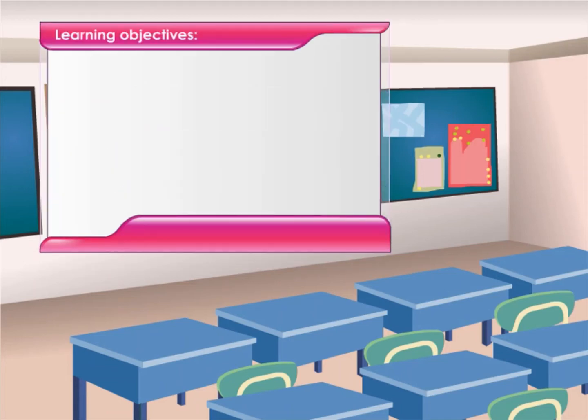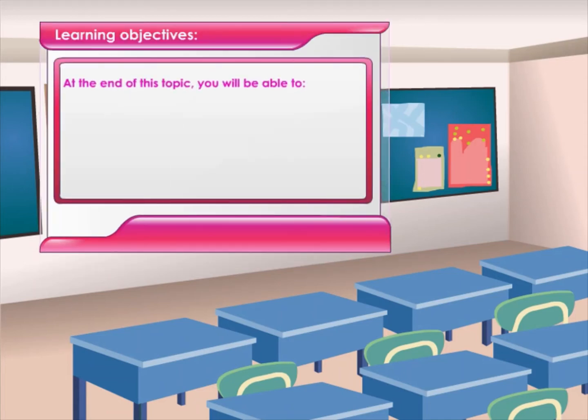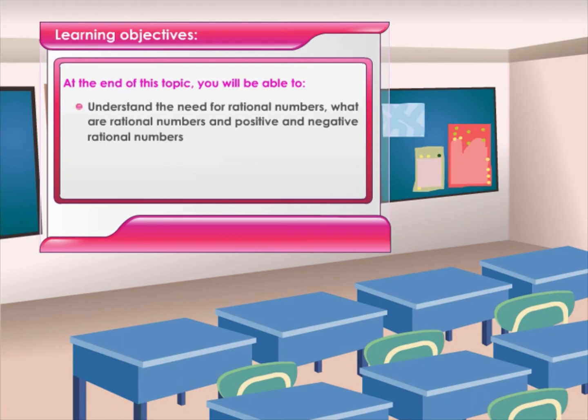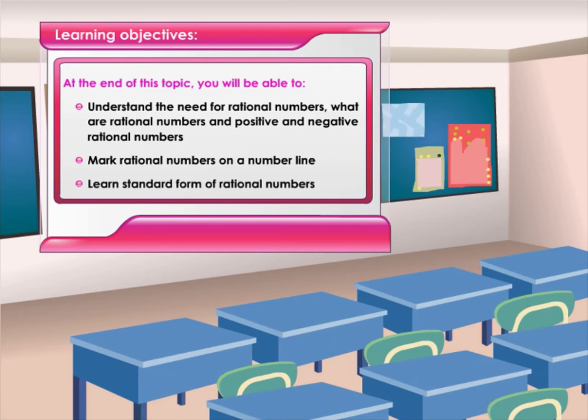Learning objectives. At the end of this topic, you will be able to understand the need for rational numbers, what are rational numbers, and positive and negative rational numbers. Mark rational numbers on a number line. Learn standard form of rational numbers.